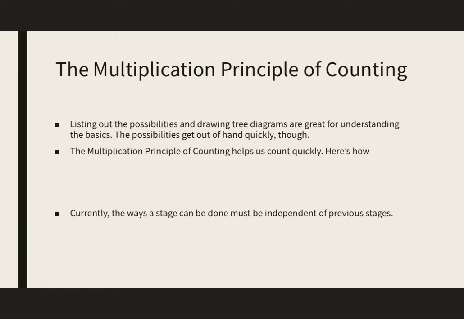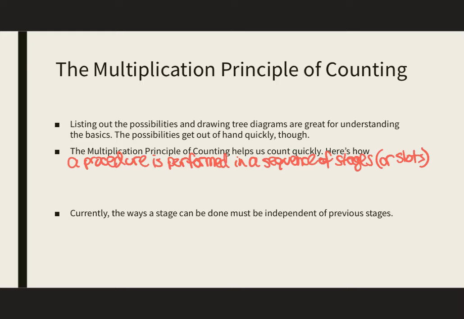The first idea is the multiplication principle of counting. And we need this because when you just list out the possibilities like we just did, it could get really difficult once you start to deal with something more than 5 or 6 numbers. So the very first thing is how we actually use this multiplication principle. All right, and it basically goes like this. There's a procedure that's performed in a sequence of stages, or slots or something like that. And we're going to talk about an example where we think about the possibilities for a Texas license plate.